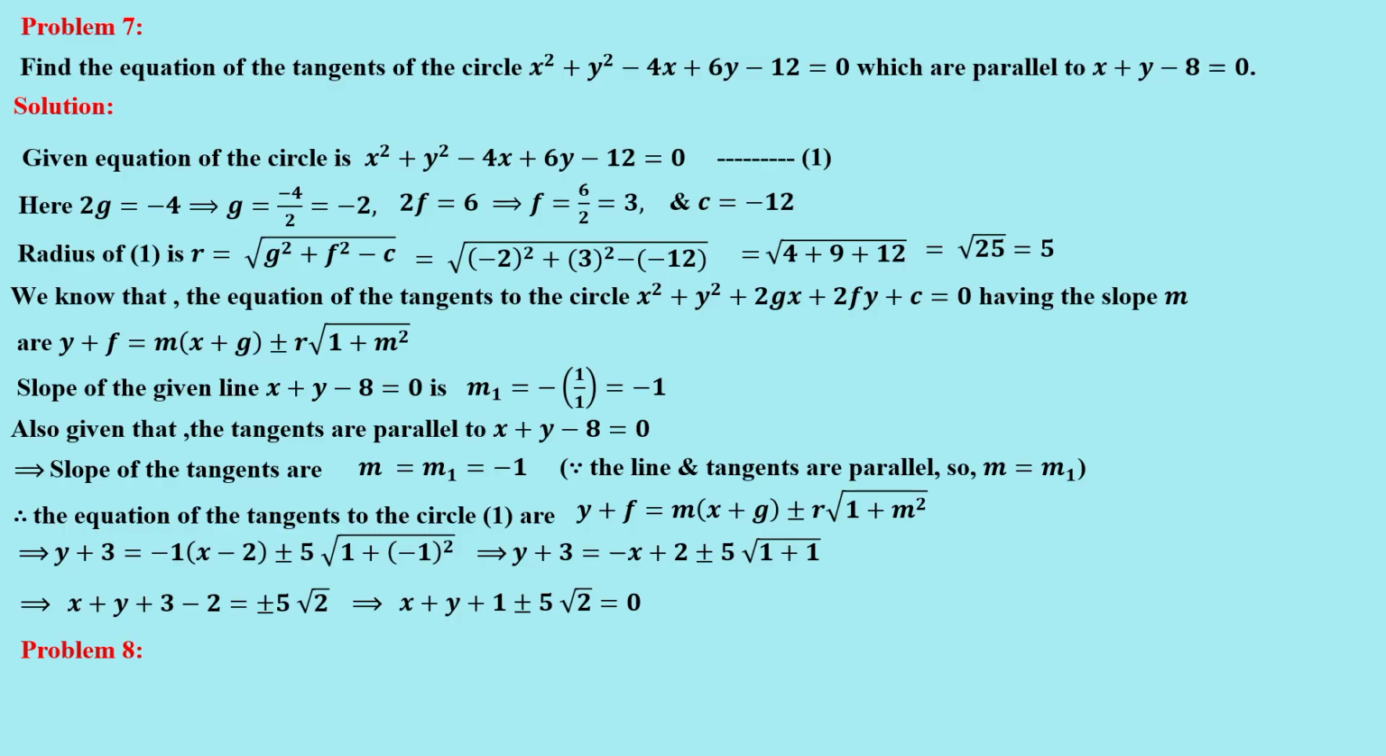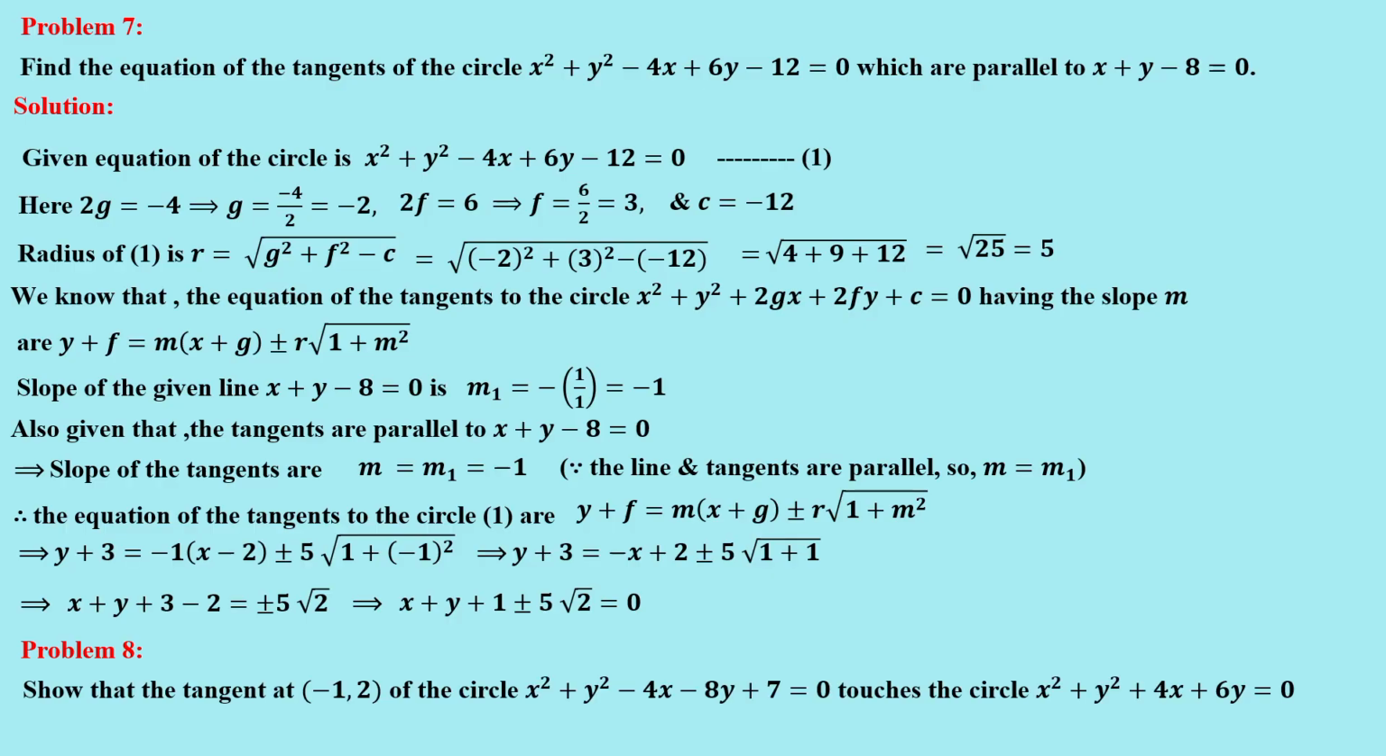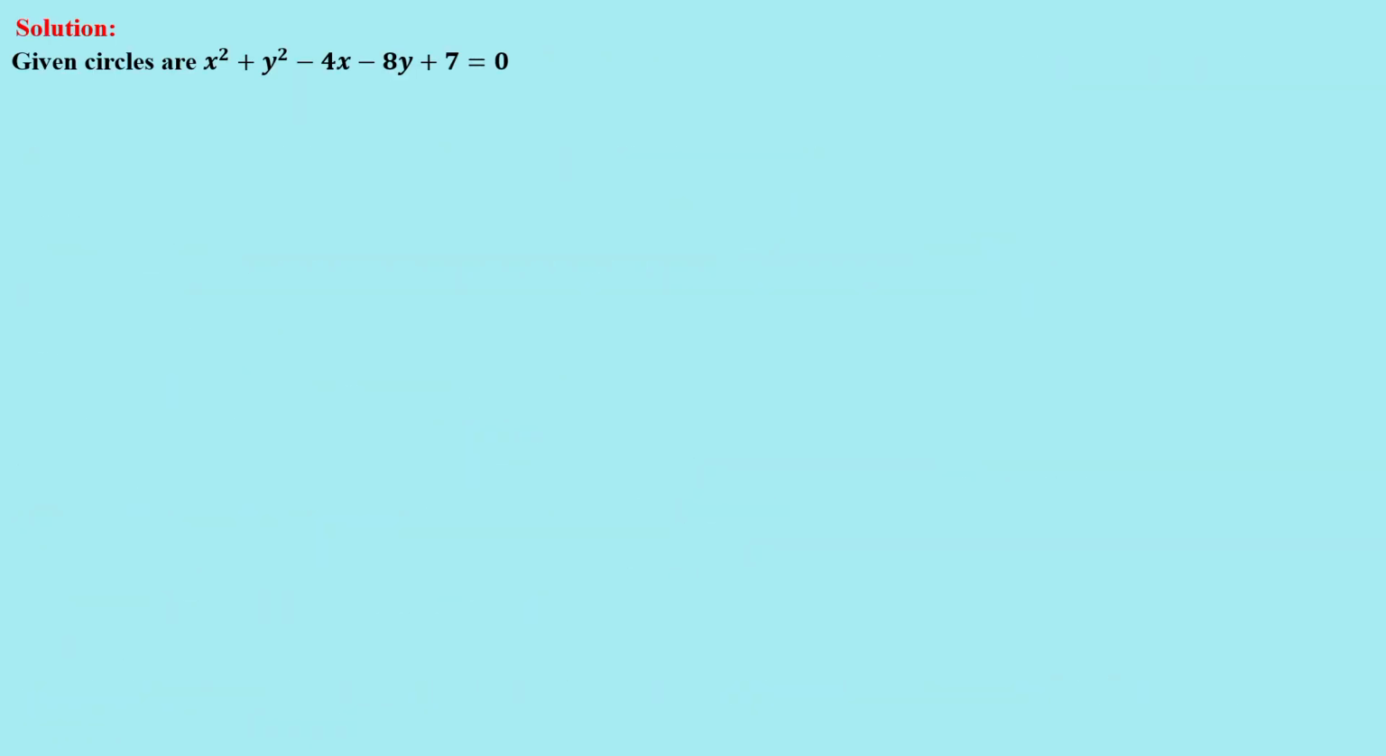Next problem. Show that the tangent at (minus 1, 2) of the circle x square plus y square minus 4x minus 8y plus 7 equal to 0 touches the circle x square plus y square plus 4x plus 6y equal to 0, and also find its point of contact. Given circles are x square plus y square minus 4x minus 8y plus 7 equal to 0, that is equation number 1, and the second circle equation x square plus y square plus 4x plus 6y equal to 0, that is the second equation, right?